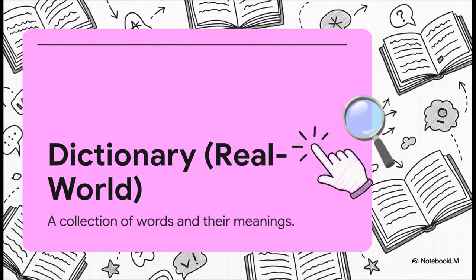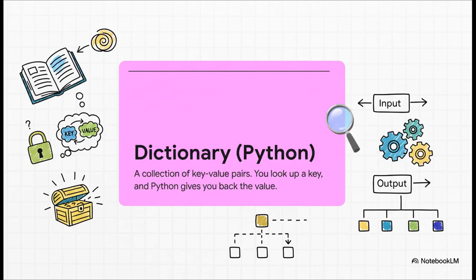Super simple. And guess what? A Python dictionary is exactly the same idea. It's a collection of key-value pairs. The key is the word you look up, and the value is its definition. You give Python a key, and bam, it hands you back the value that goes with it.